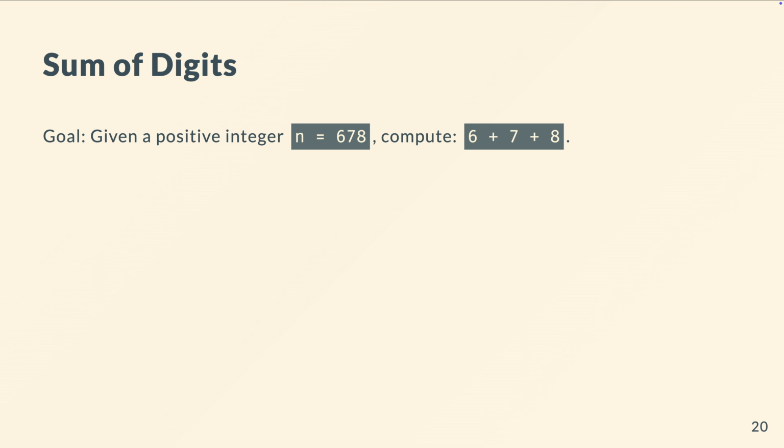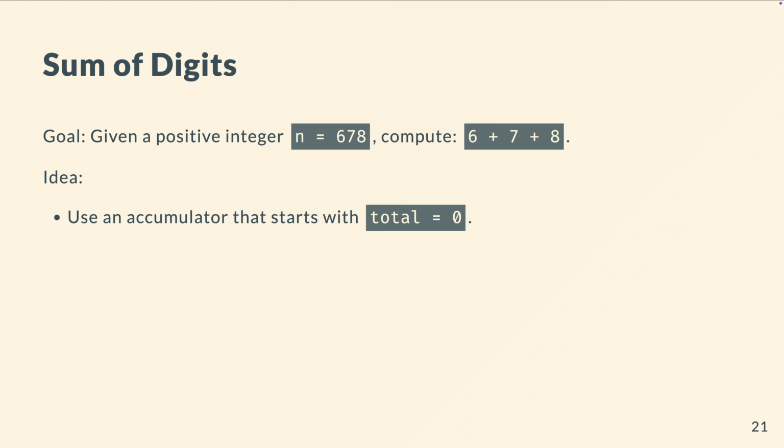Now let's do another classic digit problem. Sum of digits. Goal. Given a positive integer such as n equals 678, compute 6 plus 7 plus 8 as the sum of digits. The algorithm is similar to the previous. We will still peel digits, but this time we will accumulate the digits into a total. Here is the basic idea. We'll peel digits again, but this time we keep a running total. So we use an accumulator, total, that starts with 0.